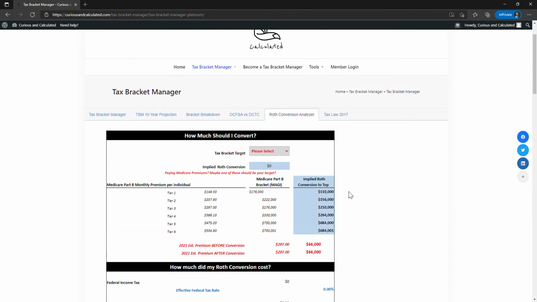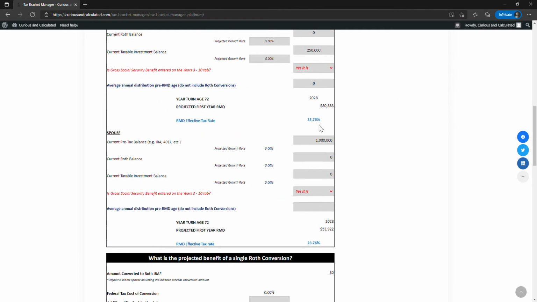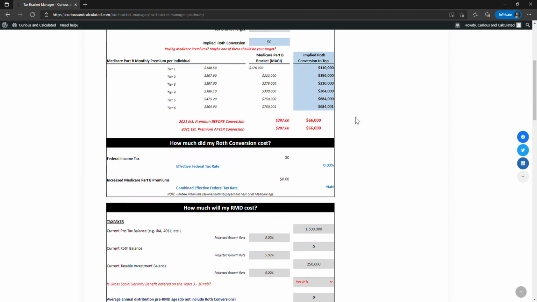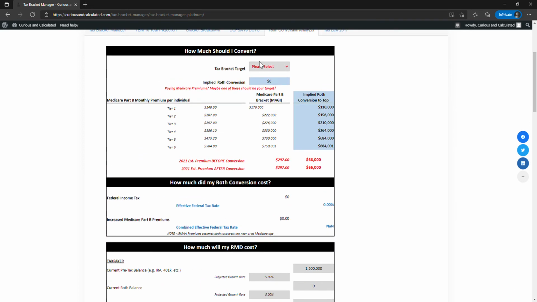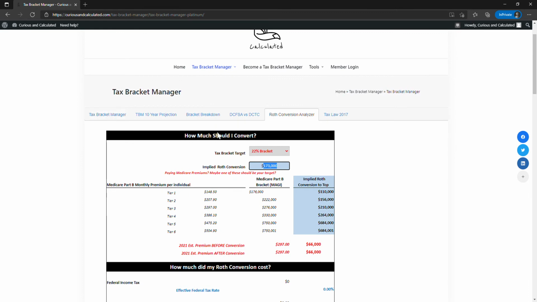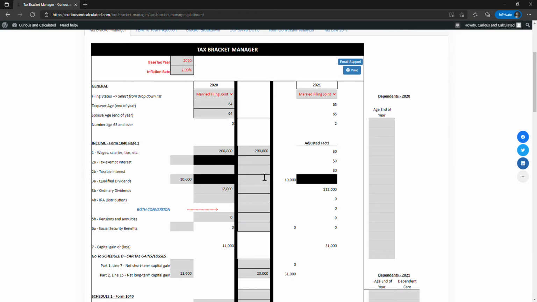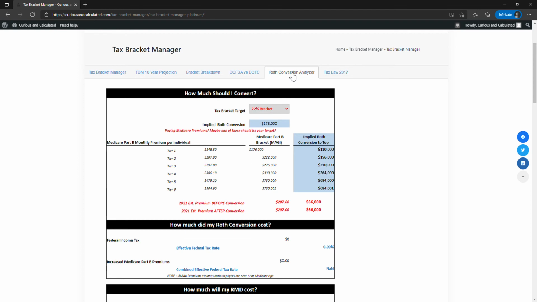So if we go here, we know our benchmark is at least this 23.76%. So we want to consider doing a Roth conversion up to our tax bracket target that's going to cost less than this. Just intuitively, if we look at the different tax brackets, maybe the 22% bracket is going to be less than that 23.76% rate. If we look at this, the implied tax bracket target is $173,000 to get to the top of the 22% bracket.